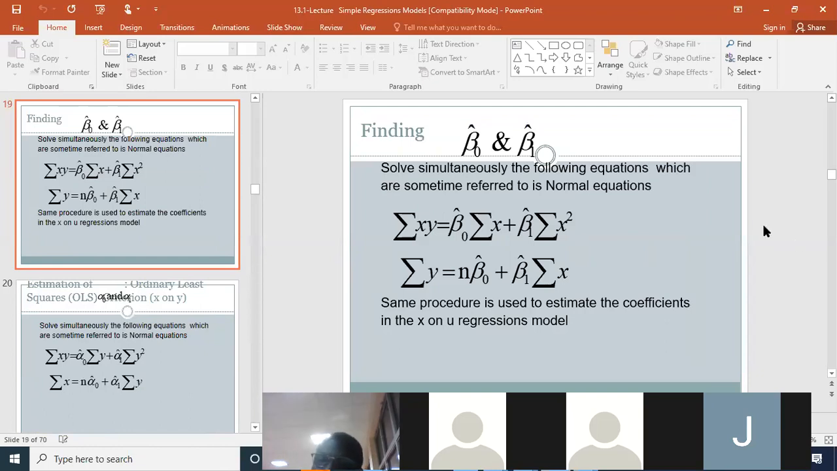This is where I was coming to. Sigma xy is equal to beta naught cap sigma x plus beta 1 cap sigma x squared. The next equation is sigma y is equal to n beta naught cap plus beta 1 cap sigma x. The unknowns here are beta naught and beta 1. That's what you don't know, that's what you want to find, because we have x values and y values. We know n. This is for y on x.